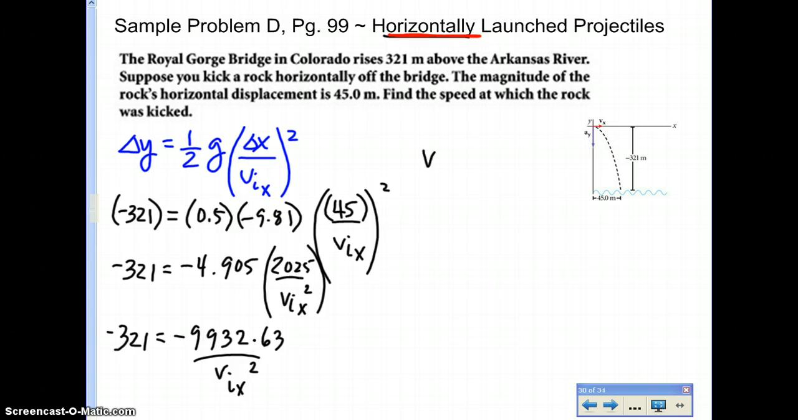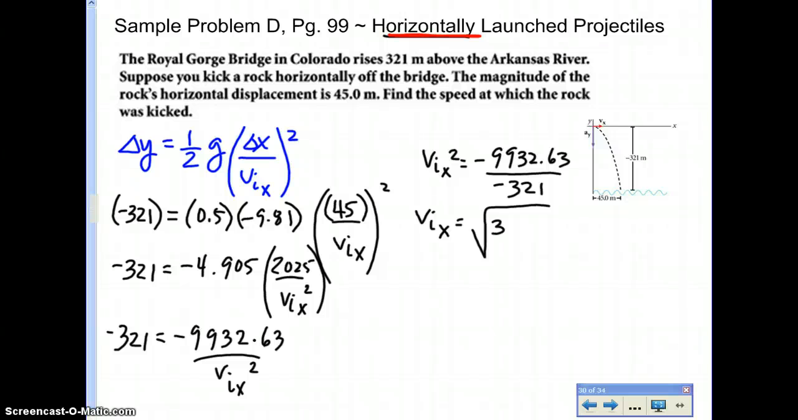Using a little algebra trick here, I'm just cross multiplying and moving things around. That means our initial velocity is going to be the square root of that quotient. It's going to be the square root of 30.94. So our initial velocity is going to be about 5.56 meters per second at 0 degrees. But don't forget, you've got to give a direction here. Since it was kicked horizontally, it's at 0 degrees.